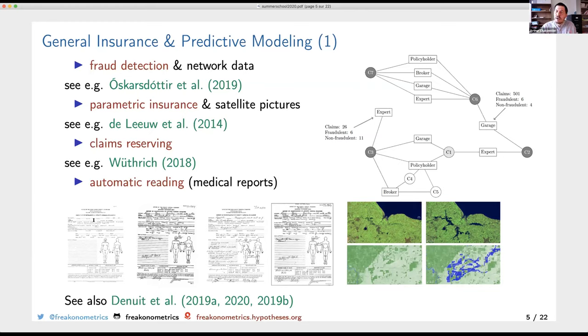And claims reserving is complex, and you need to take into account a lot of information, like, is this claim going to go to trial? Should we pay a lawyer? How much will it cost? And stuff like that. So it's very difficult to assess. And some people are trying to use machine learning techniques on those specific problems. So this is what we have.